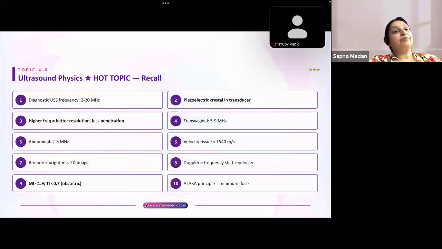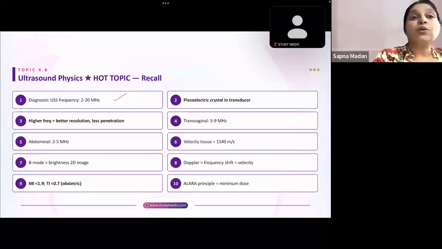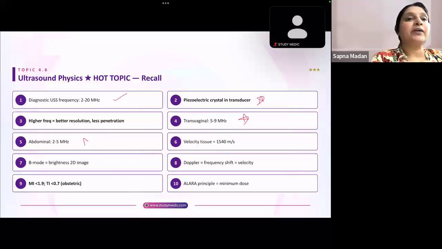So diagnostic ultrasound frequency is 2 to 20 megahertz. We use piezoelectric crystals in the transducer. This is important: higher frequency gives better resolution but less penetration. Transvaginal probe, this is also important, the frequency is 5 to 9 megahertz. Abdominal is 2 to 5 megahertz. The velocity in tissue is 1540 meters per second.